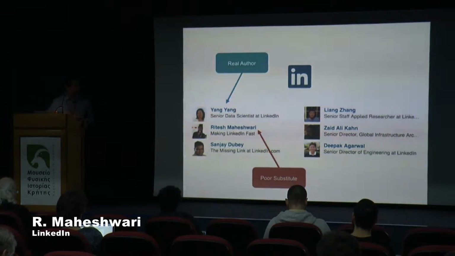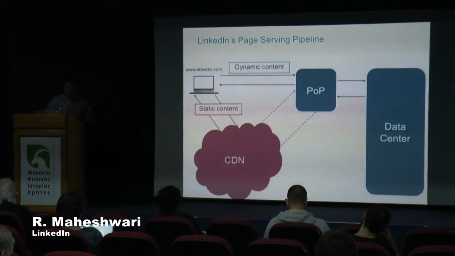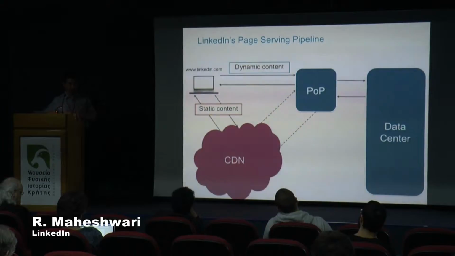All right, so before we start, let me give a quick overview of how LinkedIn's page serving pipeline works. It's not just pages, it's also for mobile apps. When a user accesses LinkedIn.com, we serve the dynamic content from our data center, and dynamic content means the HTML of the page for web, and JSON or whatever format we send the data in for mobile apps. The static content is served by a third-party CDN, meaning images, JavaScript, CSS, and so on.